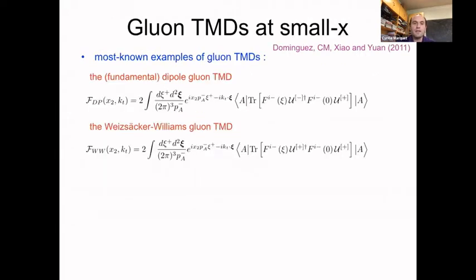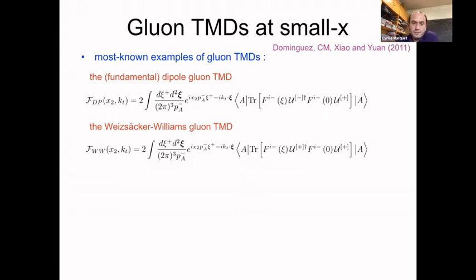Let's be a bit more concrete. These are two famous gluon TMDs. The first one is called the dipole gluon TMD. The second one is called the Weizsacker-Williams gluon TMD. The difference between the two is that in the first case, you close the first link to minus infinity, and you close the second link to plus infinity. But in the second case, you are closing both links at plus infinity. That seems like a very small difference, but it actually has a very important effect.